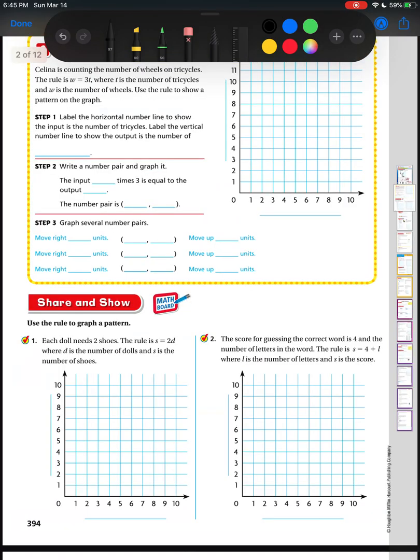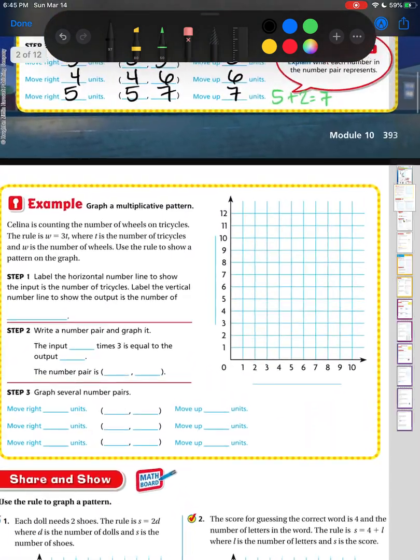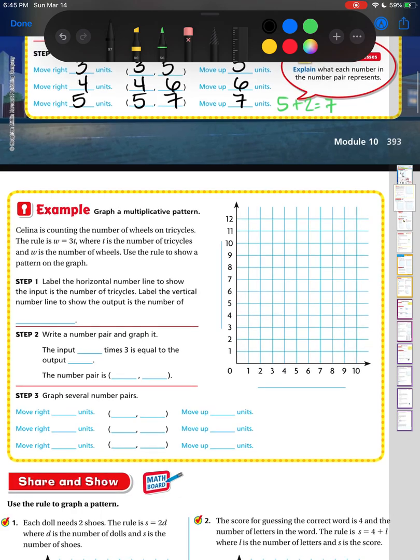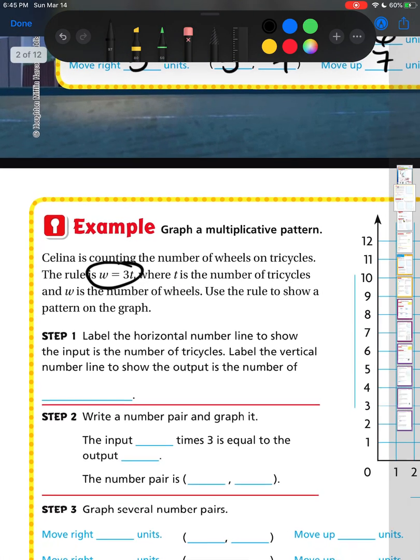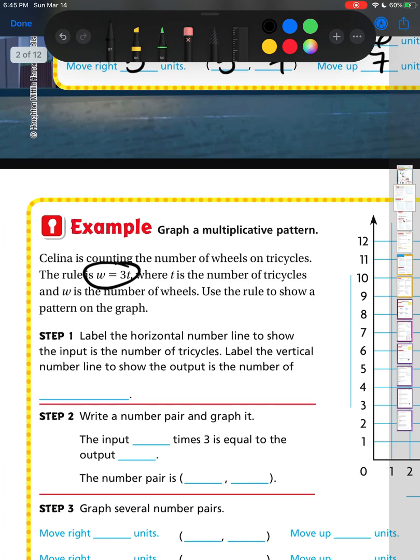Let's try another problem. So now, let's graph a multiplicative pattern. Before we were doing additive because we were adding 2 each time, right? Now, let's say Selena is counting the number of wheels on tricycles. The rule is W is equal to 3T, so 3 times T, where T is the number of tricycles and W is the number of wheels. We're going to use that rule to show the pattern on the graph.